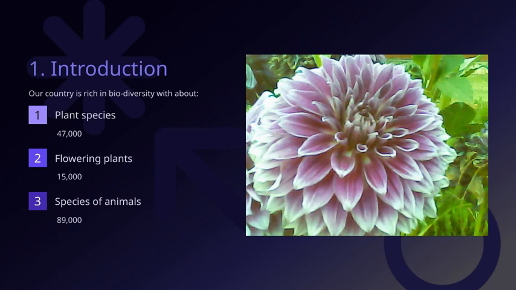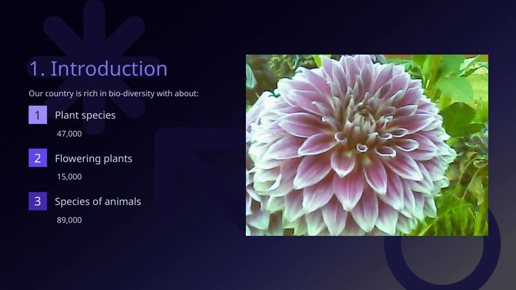As you can see, we are home to a vast array of plant and animal life. There are approximately 47,000 different plant species thriving here, showcasing the richness of our natural environment. Among these, about 15,000 are flowering plants, which are not only beautiful but also vital for our ecosystems and agriculture.